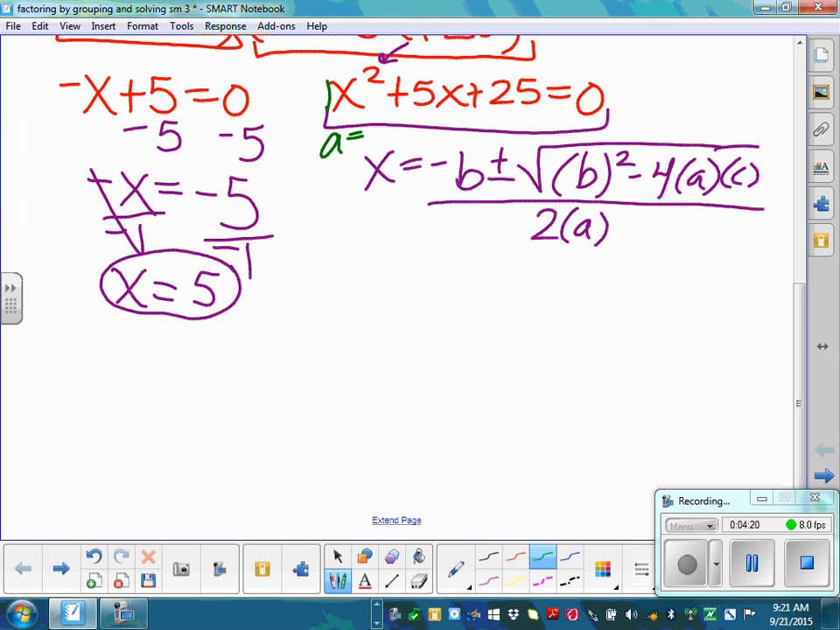Guys, what's a equal to? Okay, and b is equal to 5, and c is equal to 25. Any questions on where I got a, b, or c? I think we're all pretty comfortable with that by now.